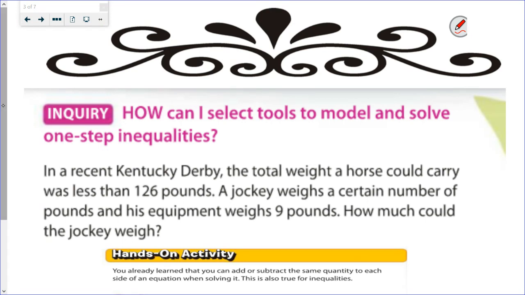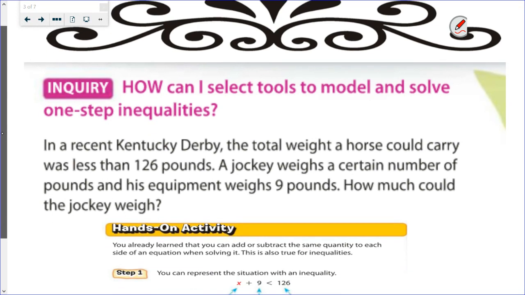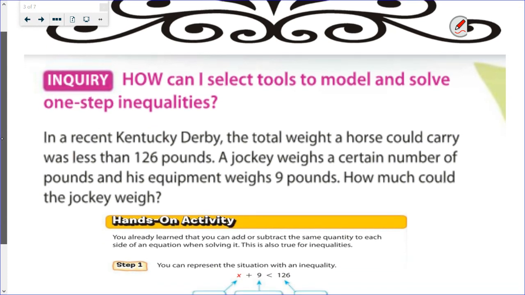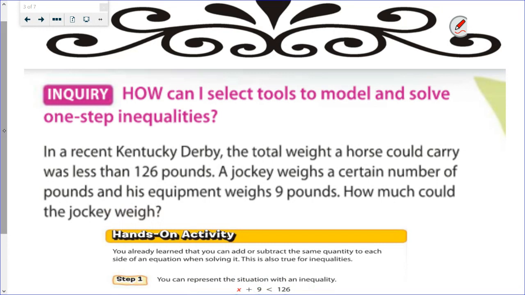Okay, so in a recent Kentucky Derby, the total weight a horse could carry was less than 126 pounds. A jockey weighs a certain number of pounds and his equipment weighs 9 pounds. How much could the jockey weigh?